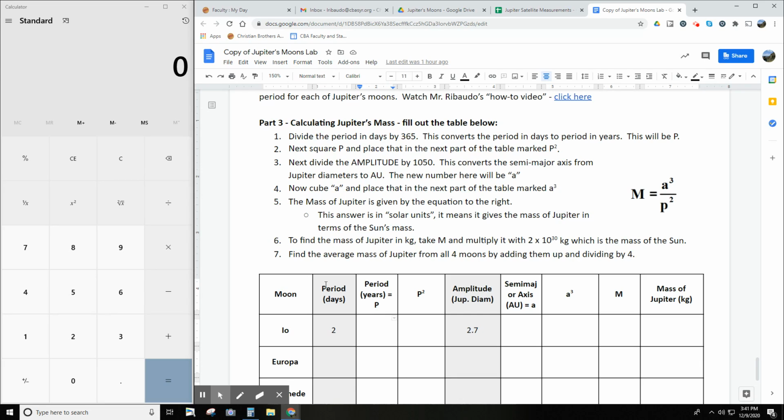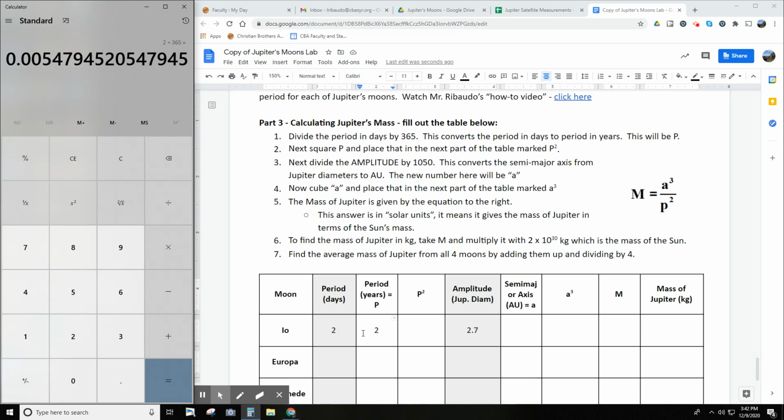So I'll do Io with you. The period that it takes Io to go around Jupiter is about 2 days. We're going to convert that into years just by dividing 2 by 365. So again, you're going to need a calculator to do all this. So 2 divided by 365 equals that very, very small number. And I'm going to type that in right here, 0.0055. And you can round it off at some point because obviously that's a lot of digits.